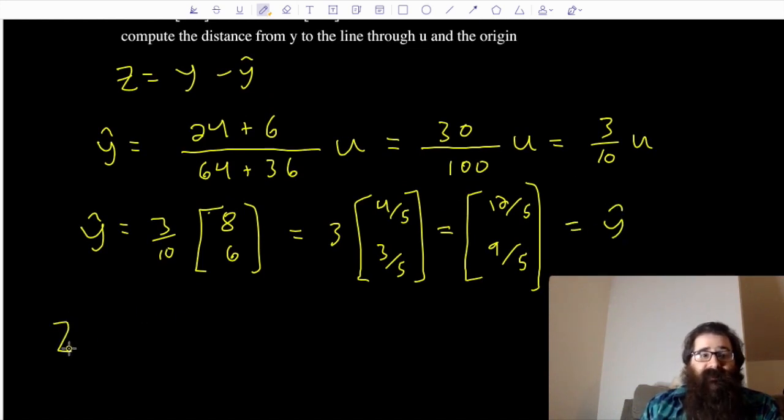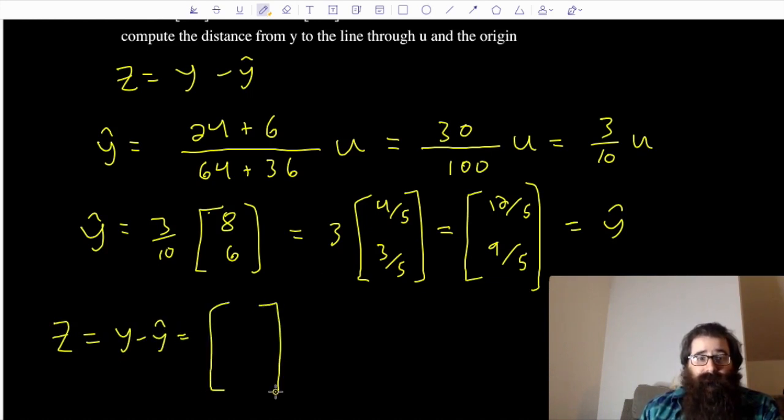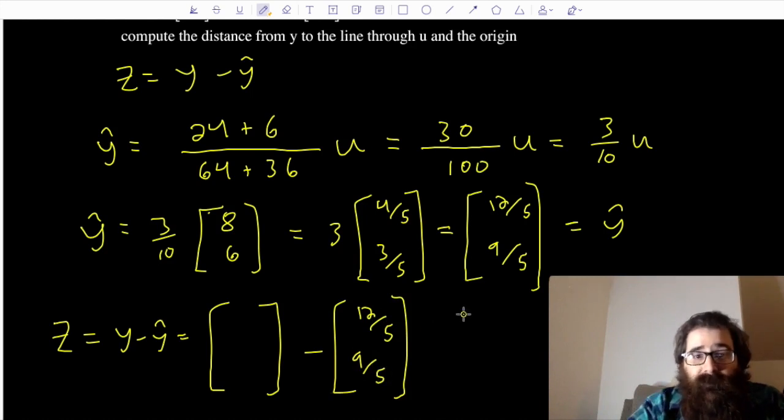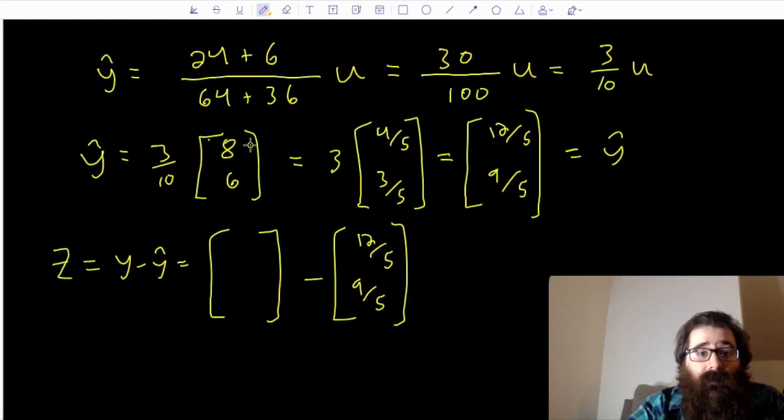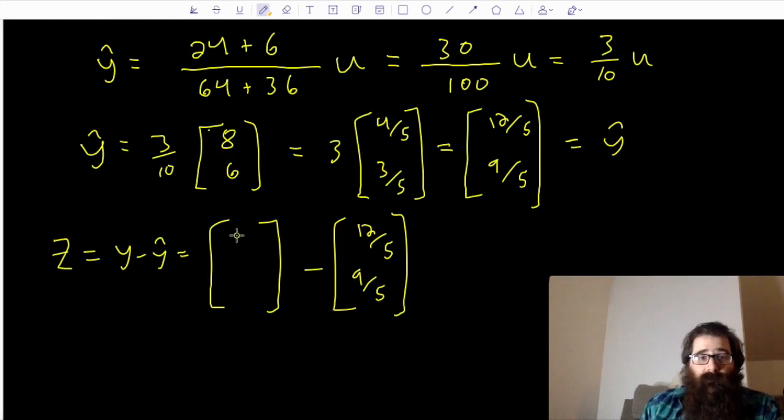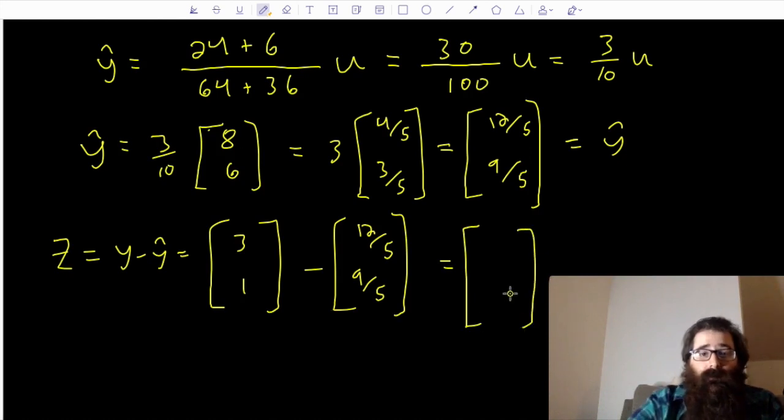But then z, I can now find z, that's y minus y hat. It's going to be vector y minus y hat. I can rewrite y hat. Then I have to rewrite vector y. Let's see what that was. That was 3, 1 was the vector. And in order to do this subtraction, I would say, hey, get that common denominator.